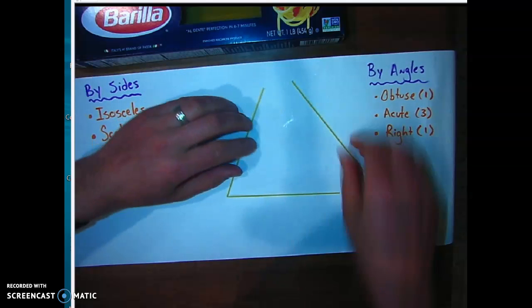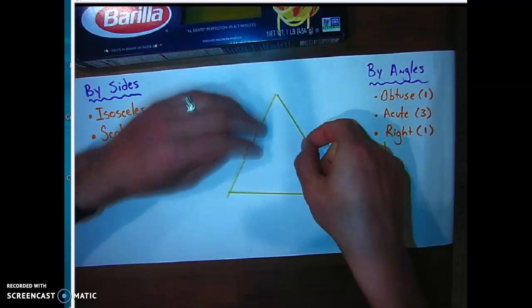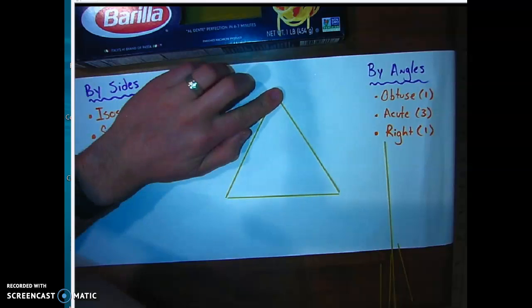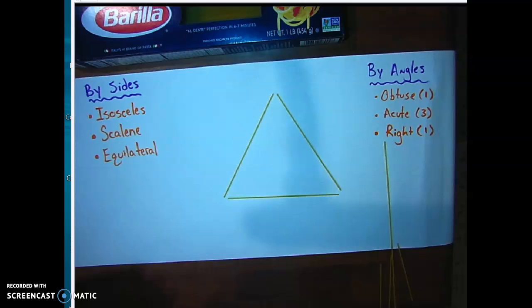So it's a little on the wiggly side. There we go. Okay, I'll hold it in place here. Might need even some tape. Okay, so I have an equilateral triangle. All 3 of my sides are equal.